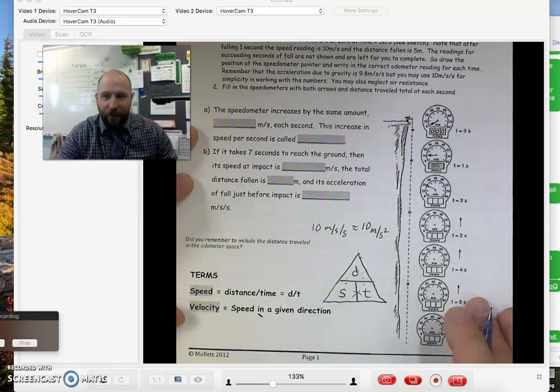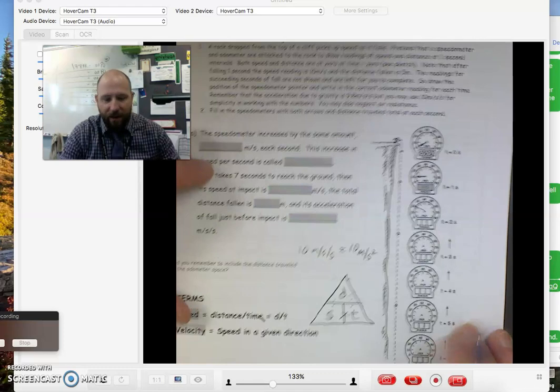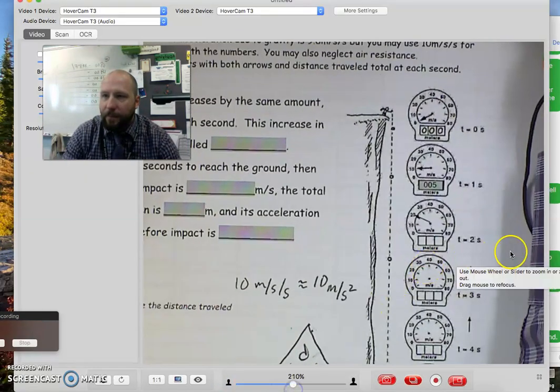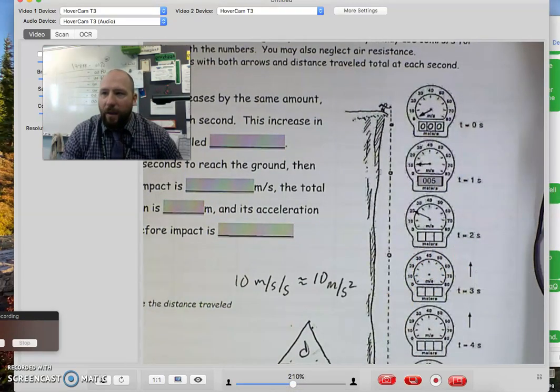That's what we're going to use to calculate the speed as well as the distance traveled. You'll notice the first one's been done for you, and that's plenty fine. Let me zoom in here.